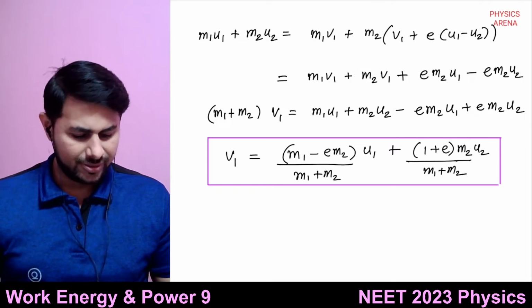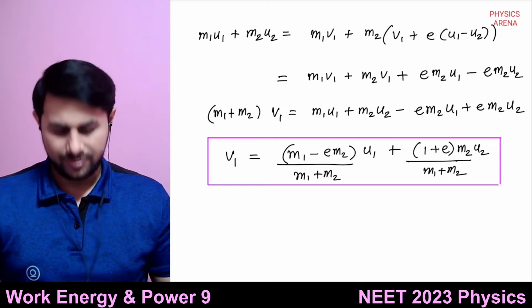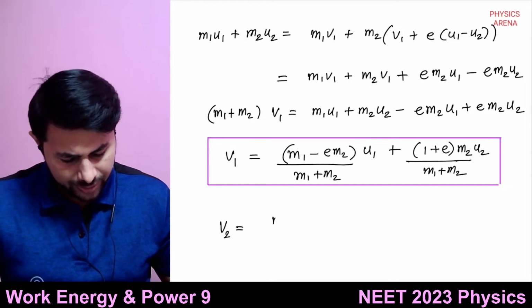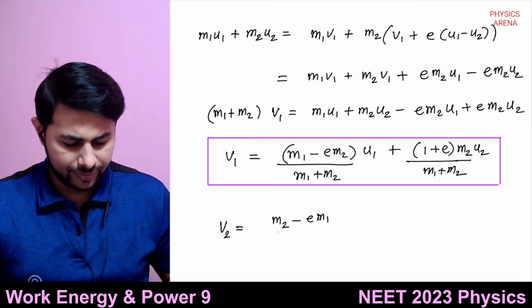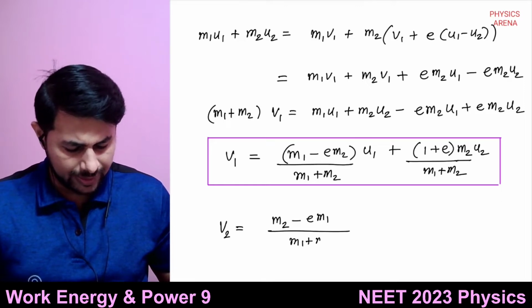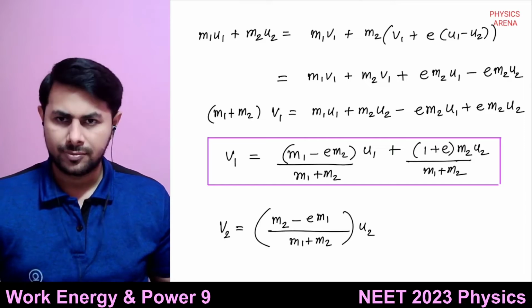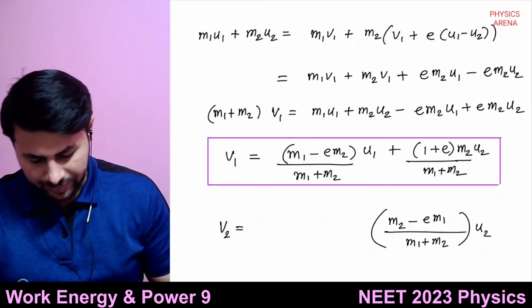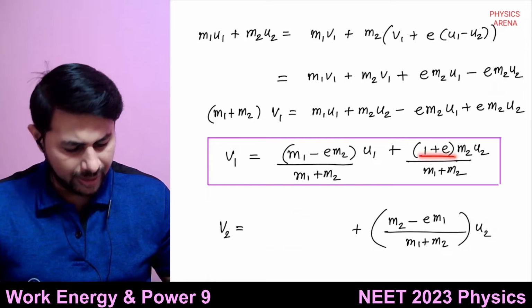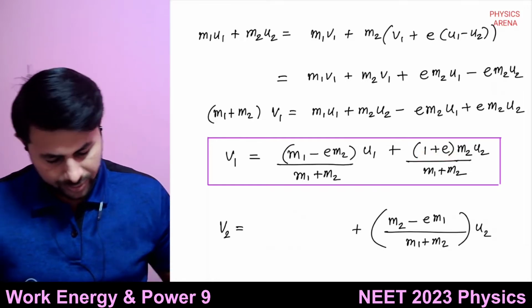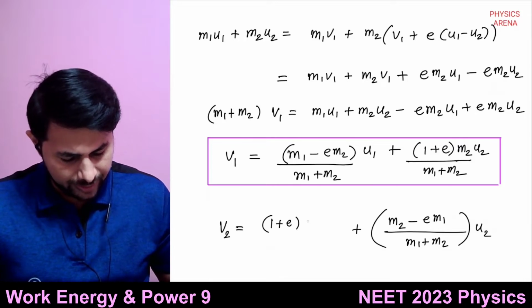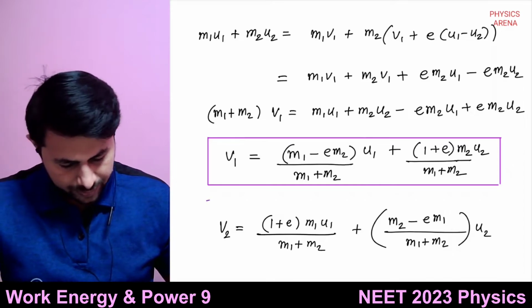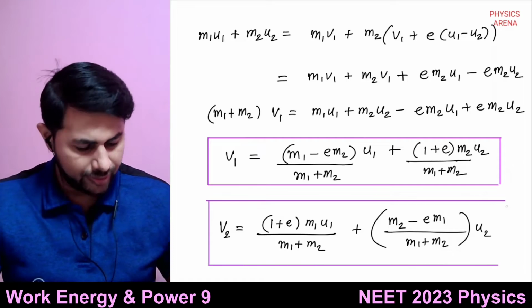Okay, and u1 and u2. Right, so if you do that, you will get v2. So what will be v2? This is m2 minus e m1 upon m1 plus m2 times u2. Okay, and since this is u2, I will shift it towards the right, plus 1 plus e multiplied by m1 u1 divided by m1 plus m2. All right, so this is the formula for v2.